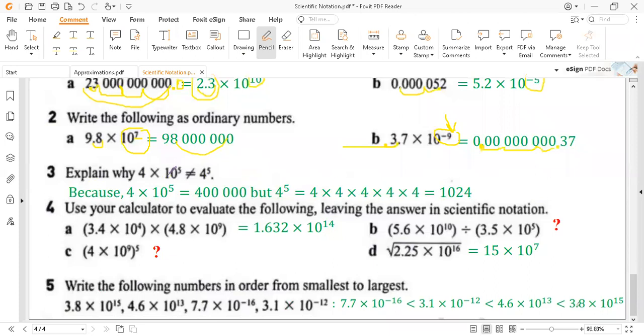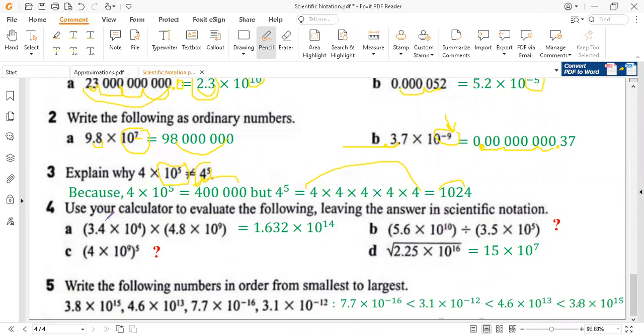They ask us why 4 times 10 power 5 is different from 4 power 5, because you can easily remark that the exponent 5 here is for the 10. So we have 4 times 10 to the 5, or 100,000, so 400,000 for the first number. The second one is 4 multiplied by itself 5 times, so it is 5 factors of 4. We will obtain 1024 using the calculator.